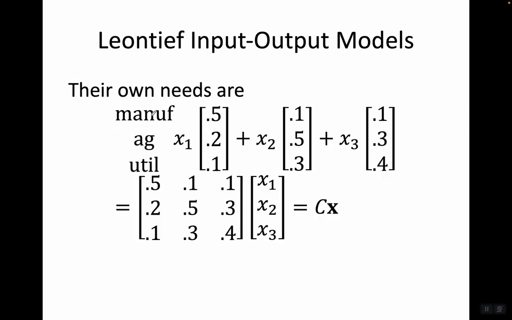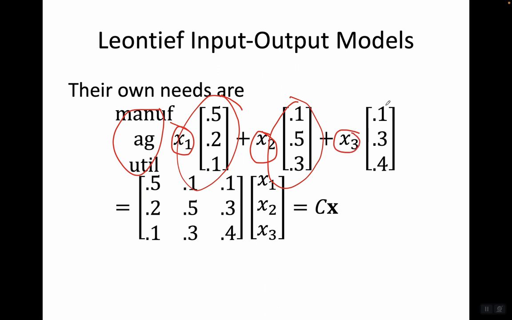So these are their own needs. Okay, you've got manufacturing, agriculture, and utilities. In order to produce X1 of manufactured goods, you need these inputs from manufacturing, agriculture, utilities. To produce X2 of agricultural goods, you need these inputs. And to produce X3 of utilities, you need these inputs from manufacturing, agriculture, and utilities. So we can simplify this by writing it like this. Okay, as a matrix times vector, we're going to call that matrix C.